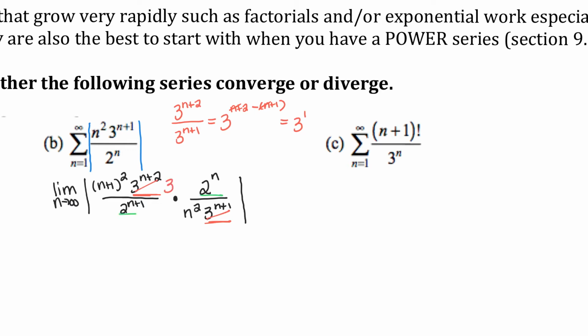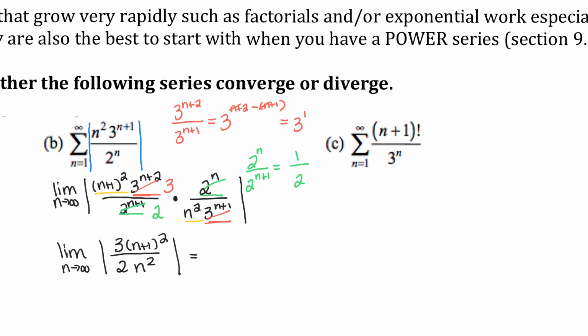The 2's, same thing. If I have a 2 to the n over 2 to the n plus 1, well, that would leave me with just a 2 in the denominator. And then the n plus 1 squared over the n squared, I can't cancel anything here. So I would just have those hanging out. So I have the limit as n approaches infinity of a 3 and a 2, and then n plus 1 squared over n squared.